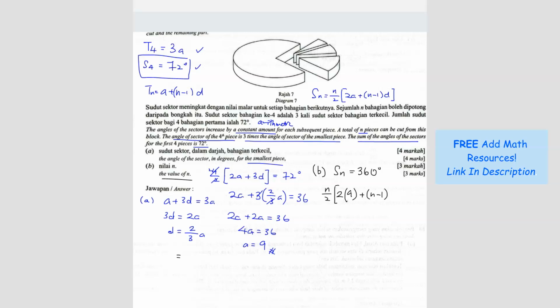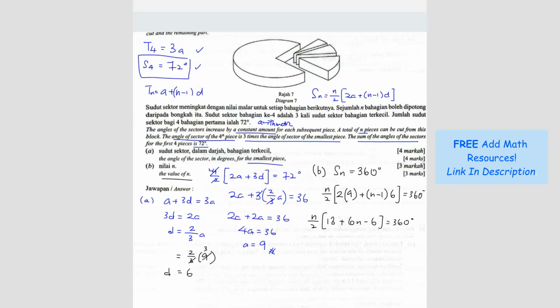So what is d? 2 over 3 times a, and a is 9. So the answer is 6. So d is equal to 6. We can use 6 here, equals 360 degrees. So what can I do? Let's see. Okay, I'm just going to expand it first. 18 plus 6n minus 6, and then I'm going to expand this.